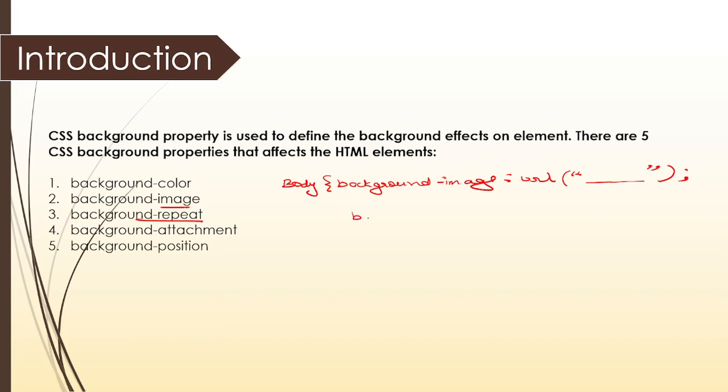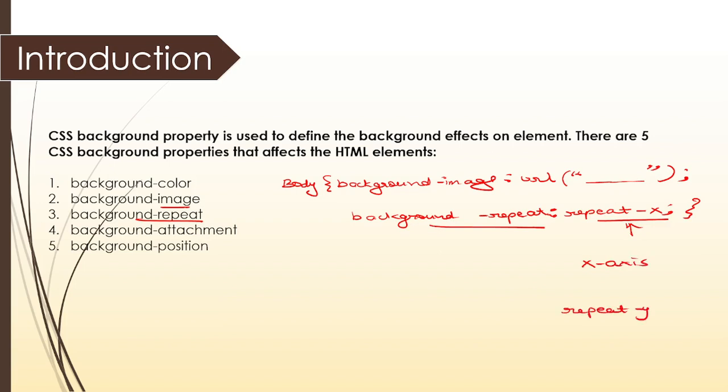Okay, after that write background repeat colon repeat x and close your curly braces. Background repeat x means it helps us to repeat the background only on the x axis. If you write repeat y here, that means it allows our system to repeat the background image only on the y axis.